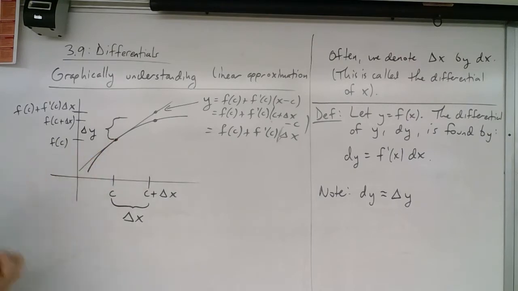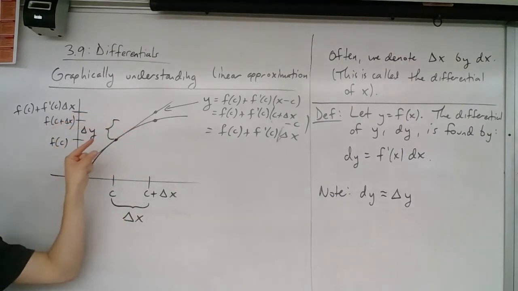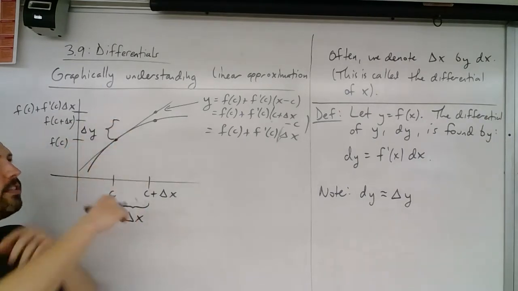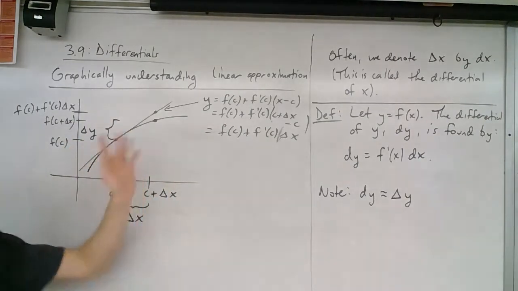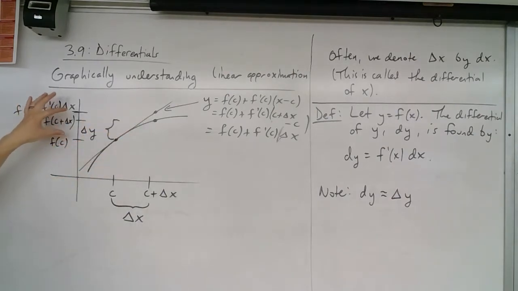Maybe I should draw that a little bit lower here. We obviously don't know exactly what this value is. If we knew what this value was, then we wouldn't need to do the approximation. But instead, we do have this difference, which is the best we can do to approximate our delta y. So the distance between these two, we can subtract these two values.